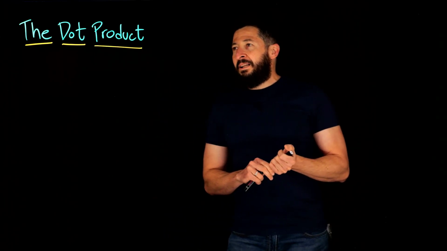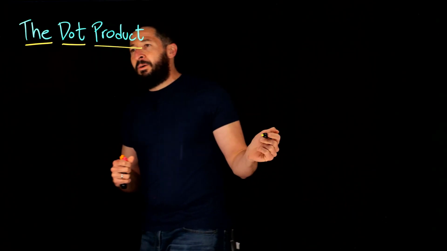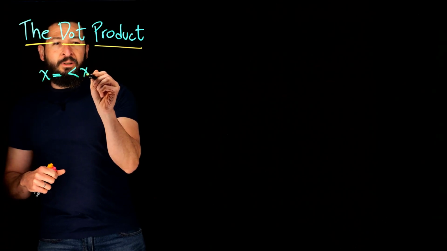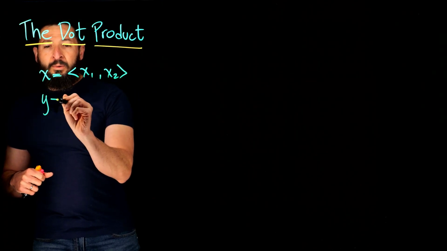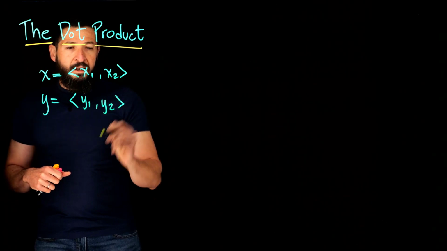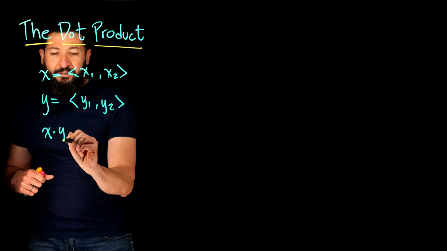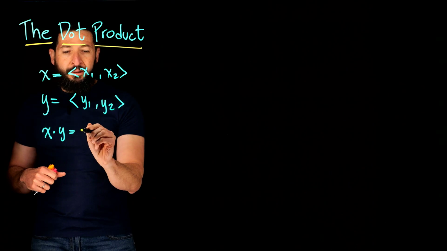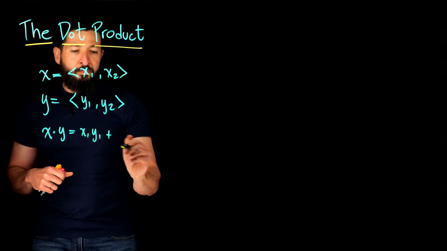So let's first of all start looking at the case of the two-dimensional vectors. So let's say we have a vector, let's call it x, and it's going to be a vector with coordinates x1 and x2. And then we have the vector y, which is going to have coordinates y1 and y2. And we want to define the dot product of these two vectors. So what you're going to have is you're going to grab x1 and you're going to multiply it times y1. Then you're going to add x2 and multiply it times y2.